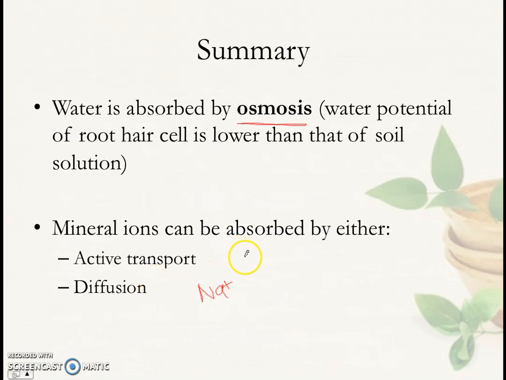Now other ions, for example, maybe chloride ions, have a very low concentration in the soil solution compared to the root hair cell. And so the root hair cell will need to use energy to absorb it against its concentration gradient by active transport. But when you take all the mineral ions together, the water potential of the root hair cell is usually still lower than that of the soil solution, and that's why water is absorbed by osmosis.